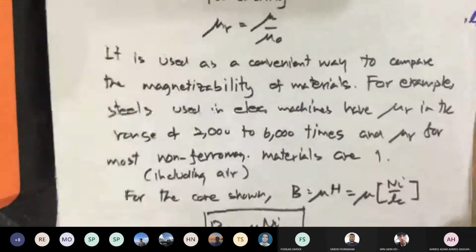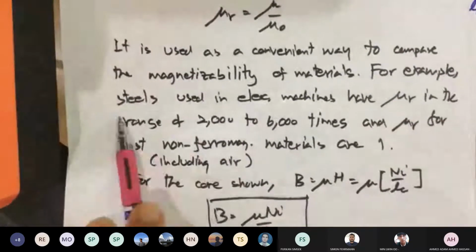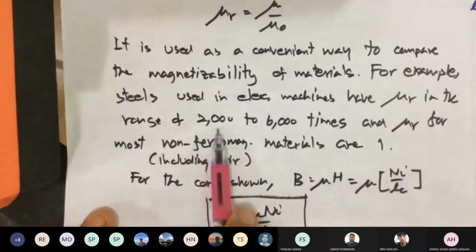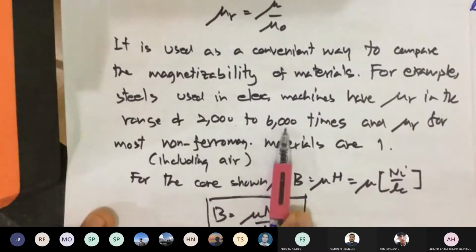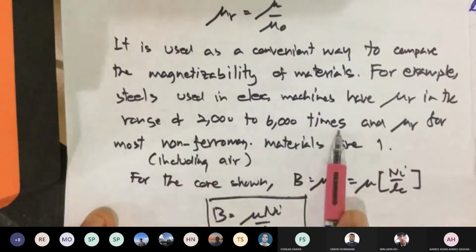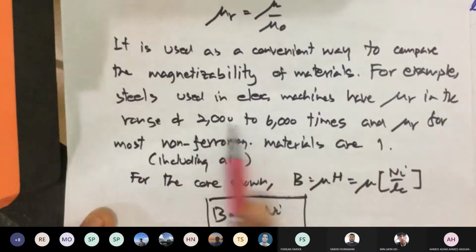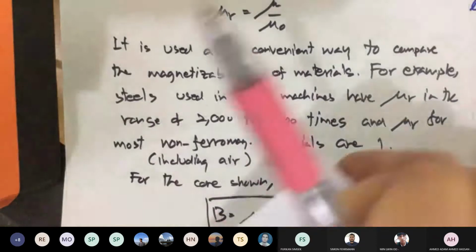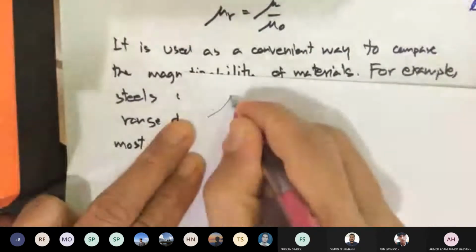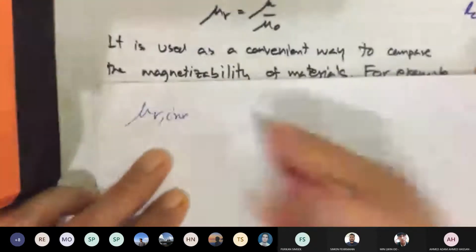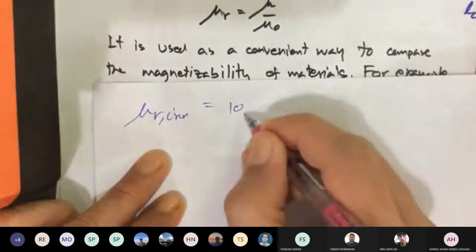Now let's see, what are these numbers? For example, steel used in electrical machines has a mu r in the range of 2,000 to 6,000 times. So you see how small they are? 6,000 times. Let's exaggerate, okay, if my mu r of my iron is 10,000 times.